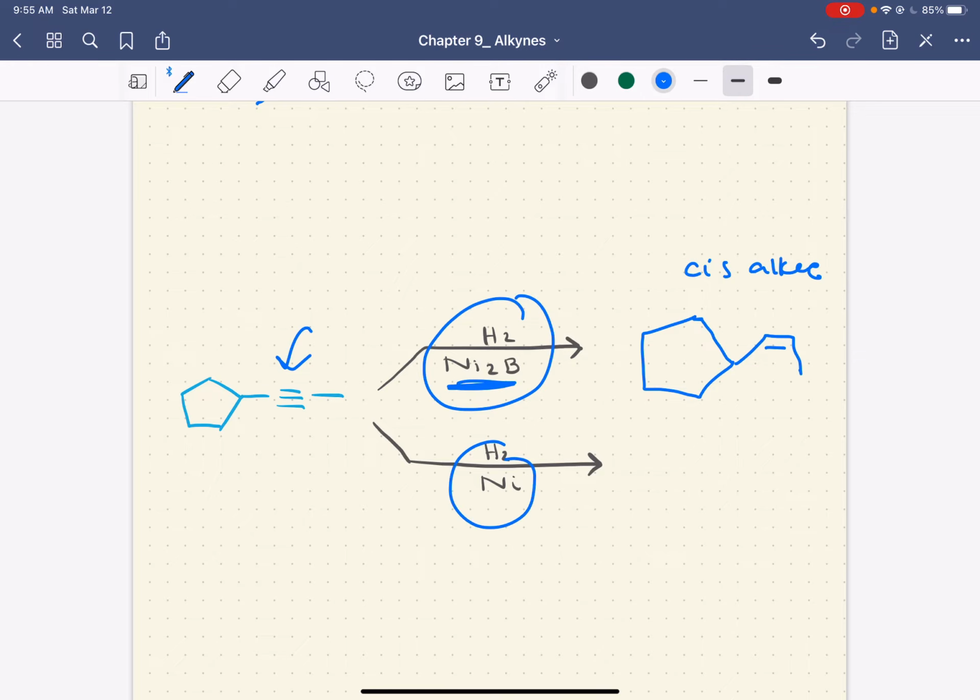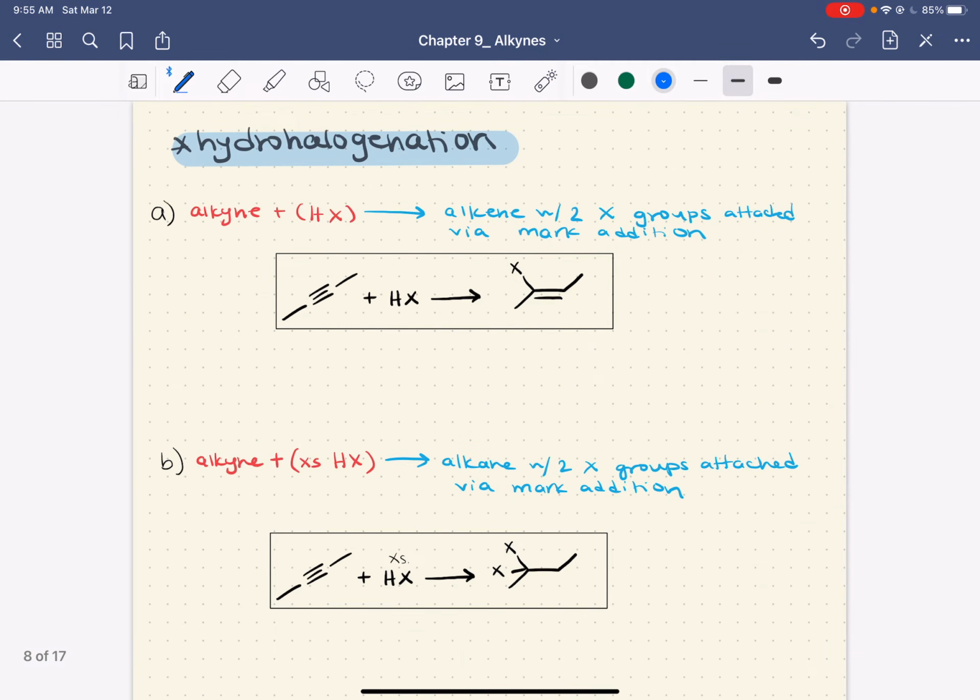Now if we treat it again with molecular hydrogen, and instead of platinum with nickel, it does the same thing. Either one of these metals along with molecular hydrogen is going to take our triple bond and convert it all the way to single bonds. And so what that means is our product will look something like this. Fantastic.